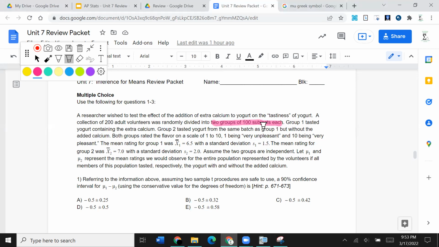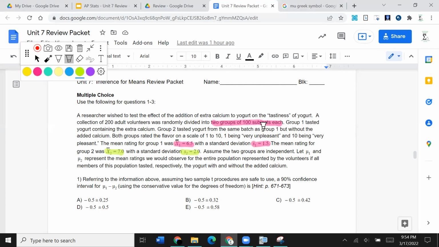Both groups rated the flavor on a scale from 1 to 10, 1 being very unpleasant and 10 being very pleasant. The mean rating for Group 1 was 6.5 with a standard deviation of 1.5. And the mean rating for Group 2 was 7.0 with a standard deviation of 2.0. Assume the 2 groups are independent. Let mu1 and mu2 represent the mean ratings we would observe for the entire population, represented by the volunteers, if all members of the population tasted, respectively, the yogurt with and without the added calcium.